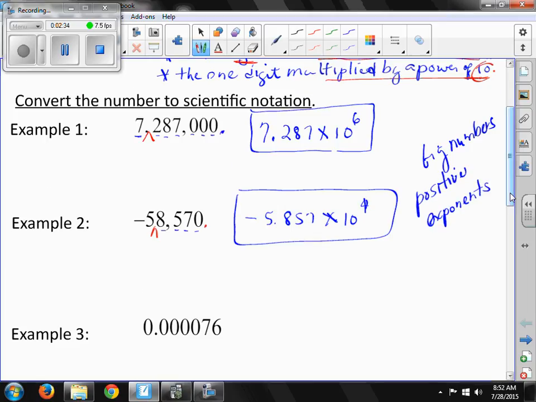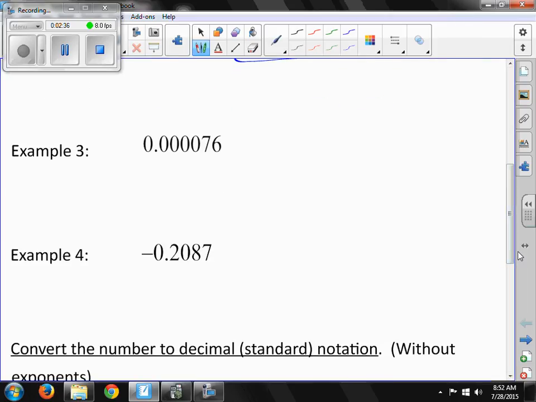Example 3 and 4 are small numbers, and they'll have negative exponents. So I'm going to put the caret right here, and then it will take 1, 2, 3, 4, 5 movements to the left to get it into the original position. So we'll have 7.6 times 10, move it 5 times to the left to get it back to where it was, times 10 to the negative 5.